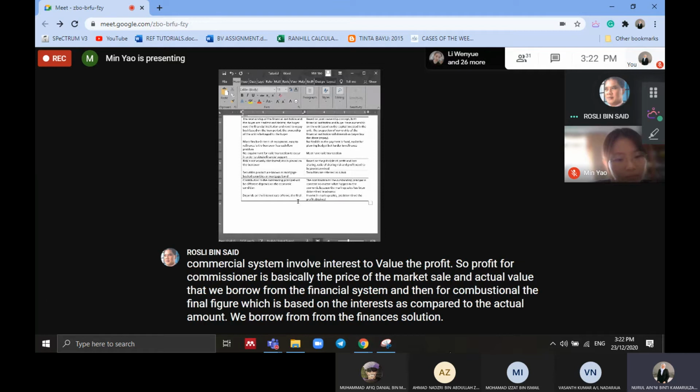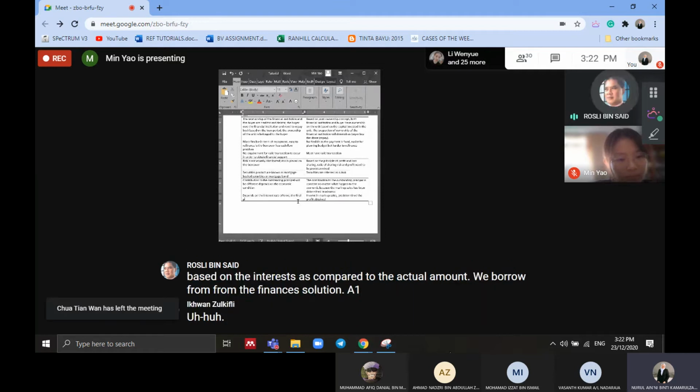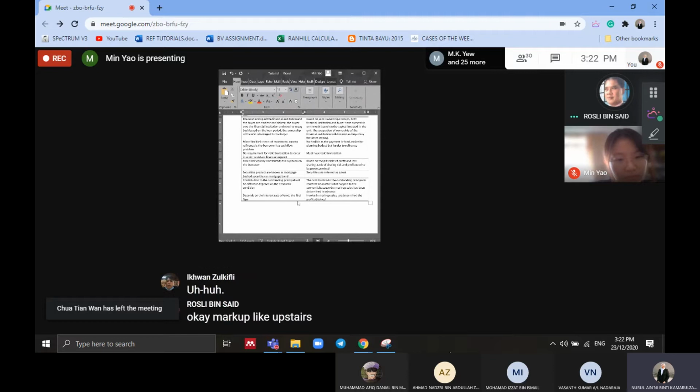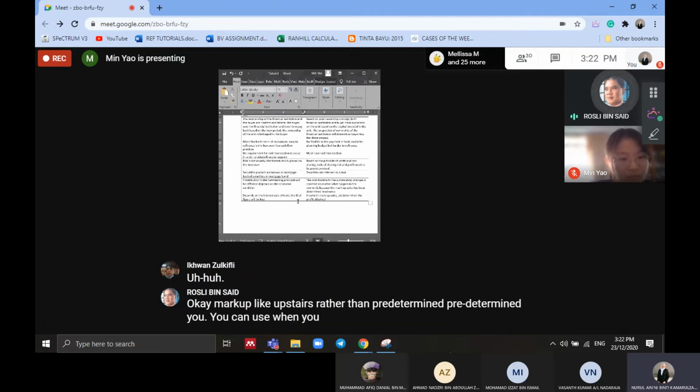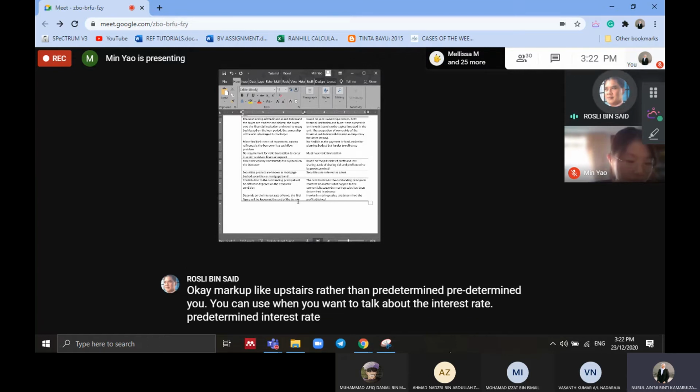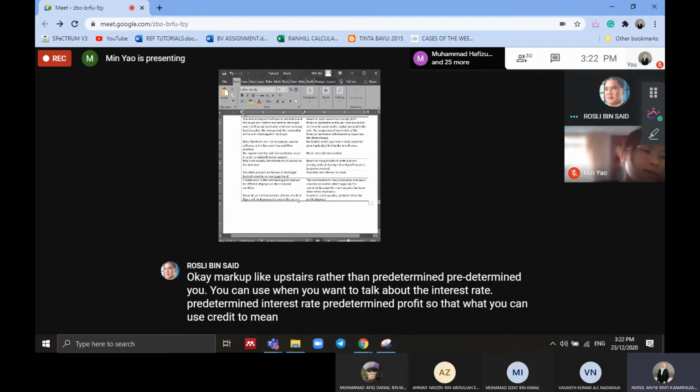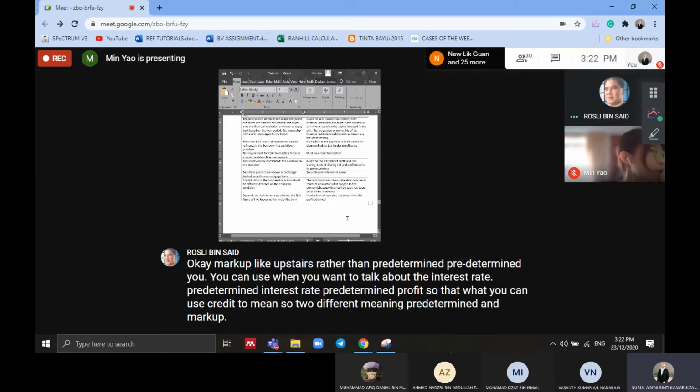Everyone? Faham? Okay, markup sale rather than predetermined. You can use predetermined when you want to talk about the interest rate, predetermined interest rate, predetermined profit. So that word you can use, predetermined. Two different meanings, predetermined and markup. Okay.